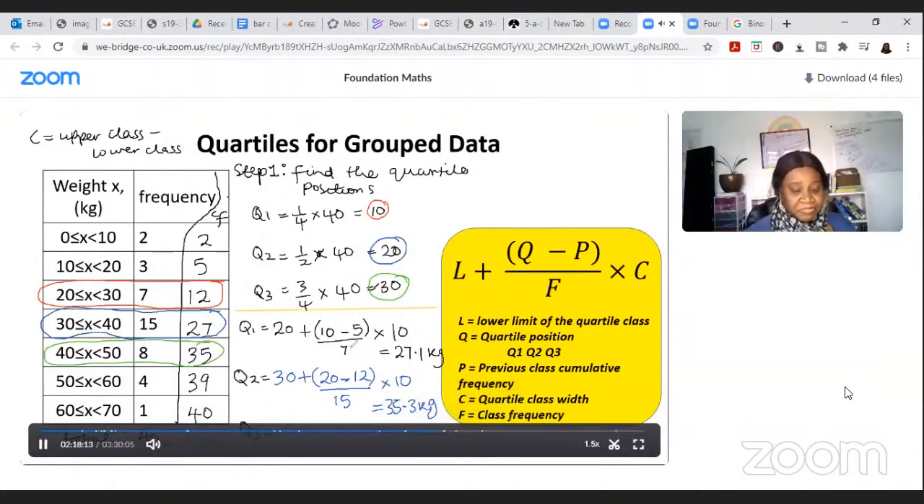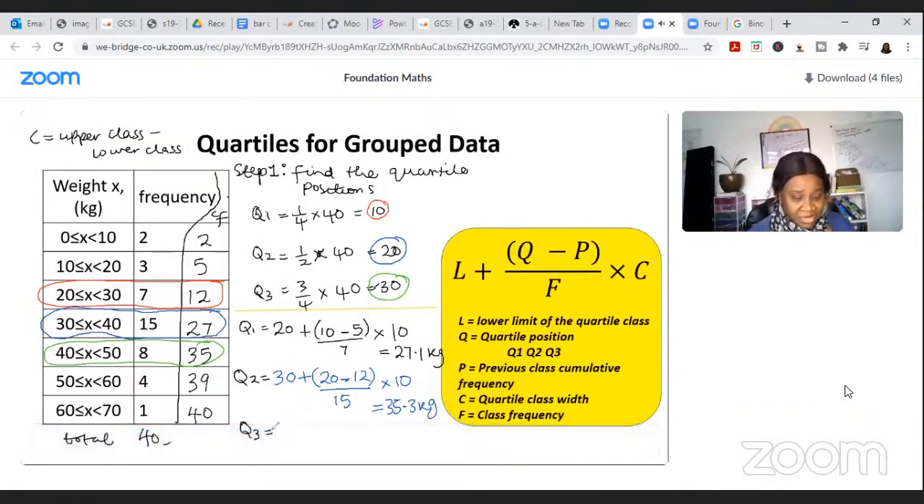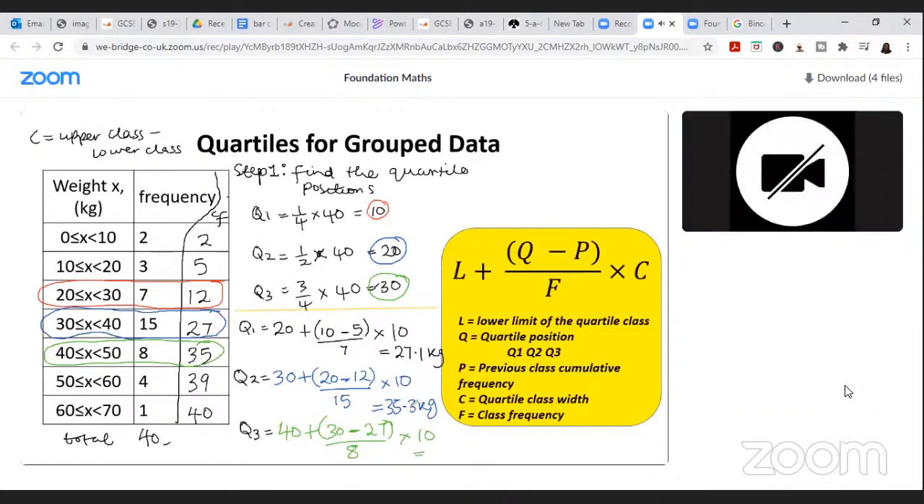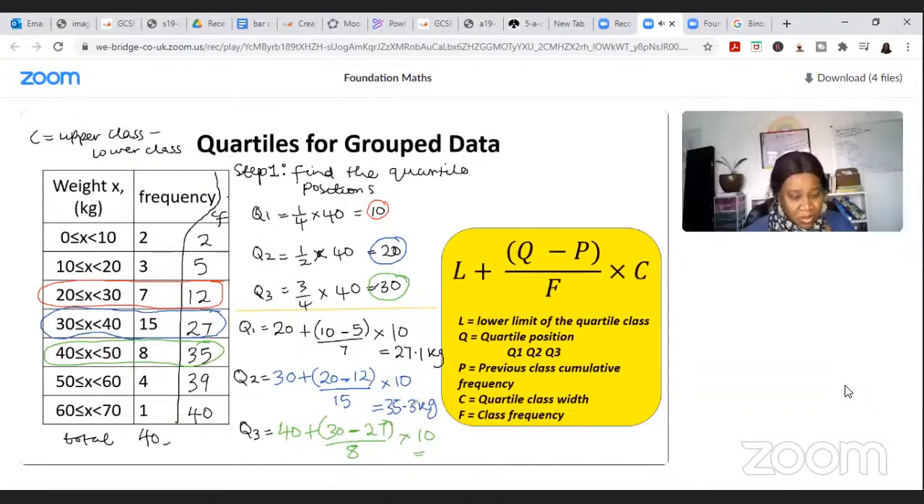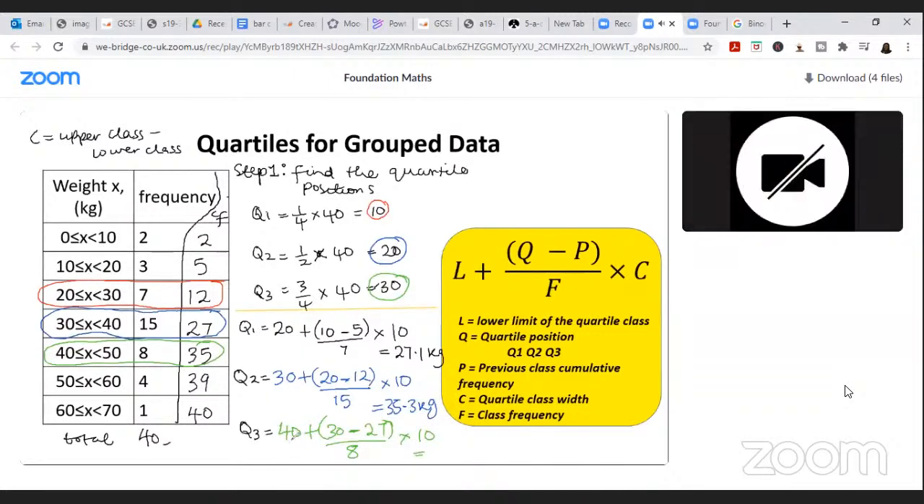So Q3 would be the lower limit of the quartile class, which is 40, plus the quartile position, 30, minus P, the cumulative frequency of the previous class, which is 27, over F, the class frequency, which is 8, times 10. Okay. So put that into your calculator and get the answer. Peter, why would it be 40?